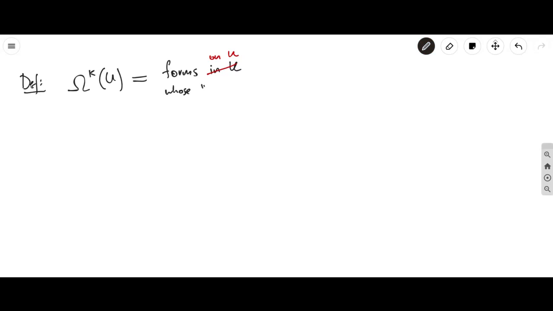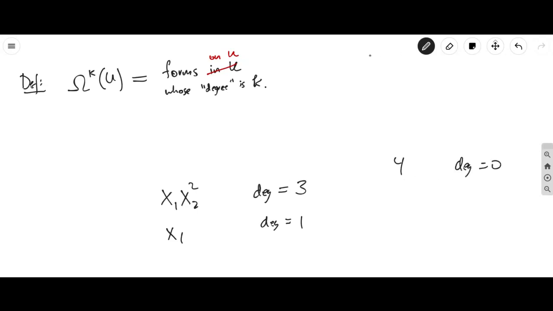whose degree is k. What do we mean by a degree? It's exactly how it works with polynomials. If you have x1, x2 squared, the degree would be 3, because this has degree 1, this has degree 2, so together they have degree 3. If you have just x1, the degree would be 1. If you just have a constant like 4, then you would say the degree is 0, because there is no symbolic part. So with differential forms, it will just mean the same thing. It's just how many differentials are you using?